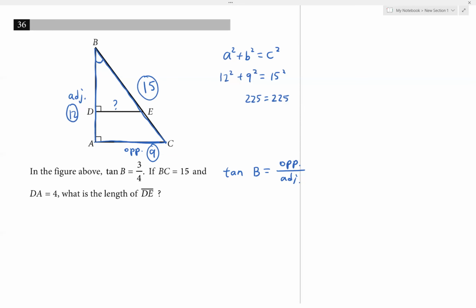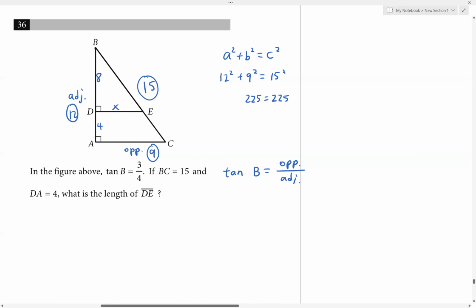Based on the tangent ratio and the 15, we can figure out the sides of the big triangle are 9, 12, and 15. From here, we can go to the small triangle. We know DA is 4 and AB is 12, so BD must be 8. This gives us a clue to solve for the small side. The smaller triangle inside is similar to the big one on the outside. So to solve for x, we can set up a proportion.